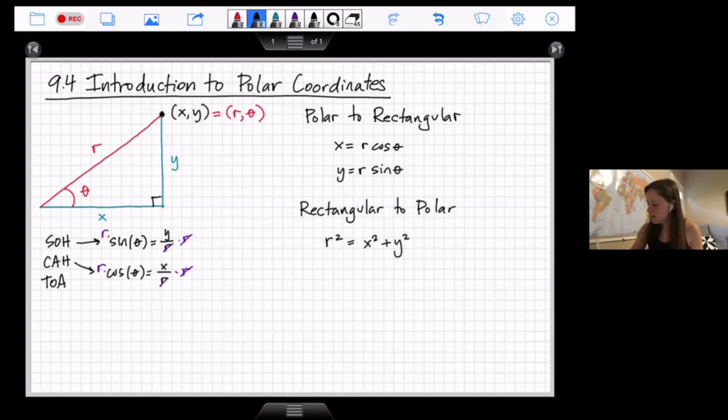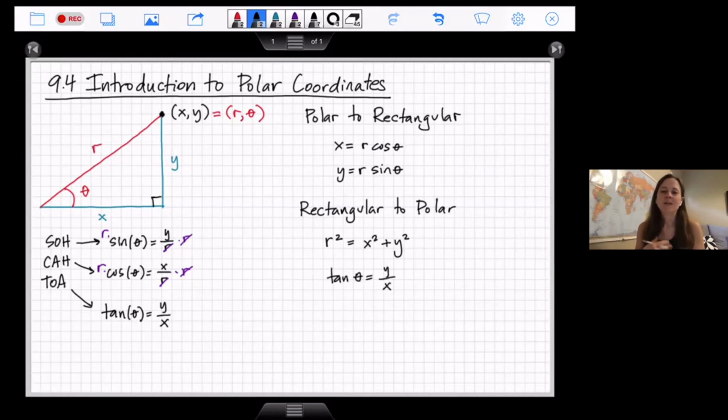And the last one, to figure out theta, we're going to use this tangent formula because we know that tangent theta, the TOA, opposite over adjacent, would be y over x. All right. And so if we know y and x, then we can use the tangent to figure out what theta is. This is kind of the most disappointing formula of the bunch, that tangent theta equals y over x. So we'll save that one for the end.